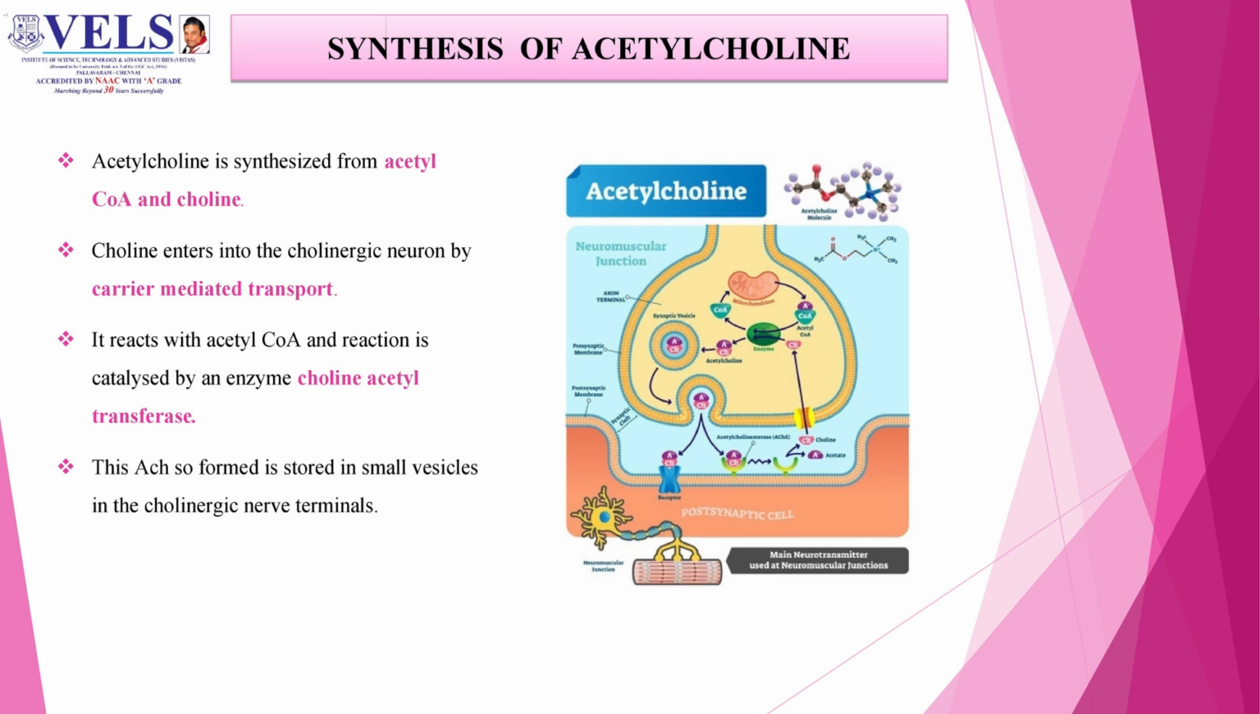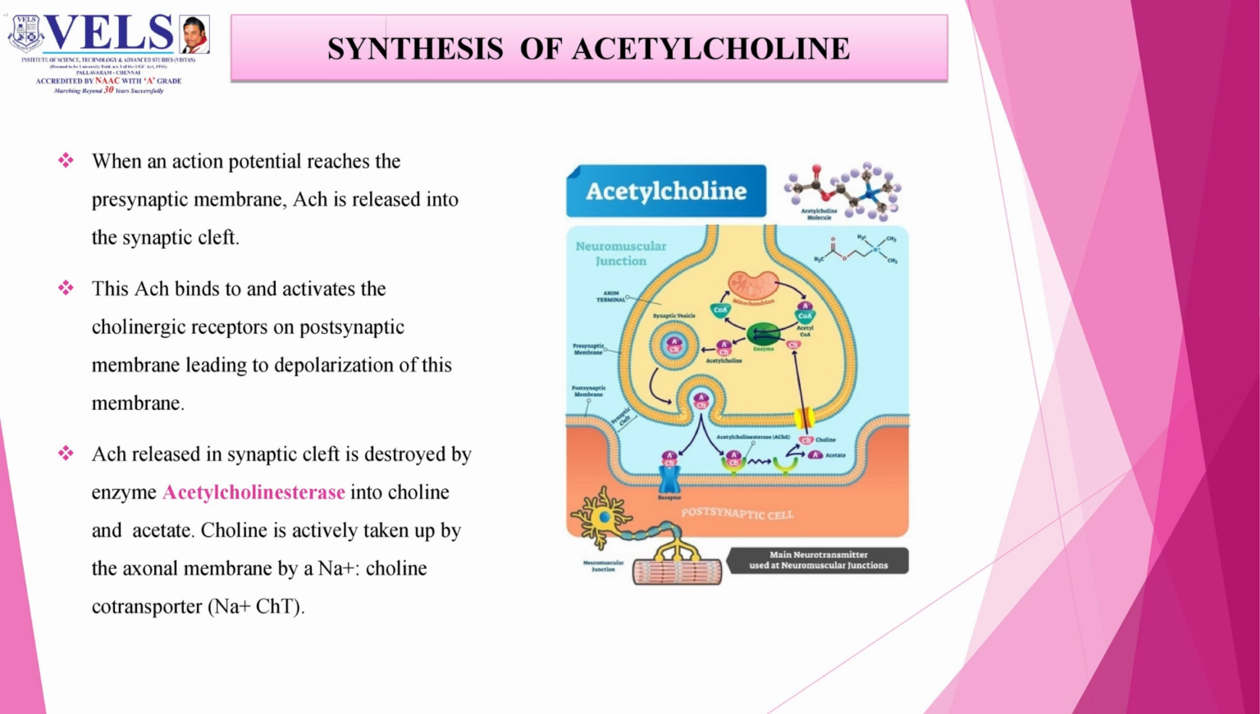Now we will discuss how acetylcholine is synthesized in the nerve terminal. Acetylcholine is synthesized from acetyl coenzyme A and choline. The choline enters the cholinergic neuron by a carrier-mediated transport mechanism. It reacts with acetyl coenzyme A, and the reaction is catalyzed by the enzyme choline acetyltransferase. This acetylcholine is stored in small vesicles, that is synaptic vesicles, in the cholinergic nerve terminals.